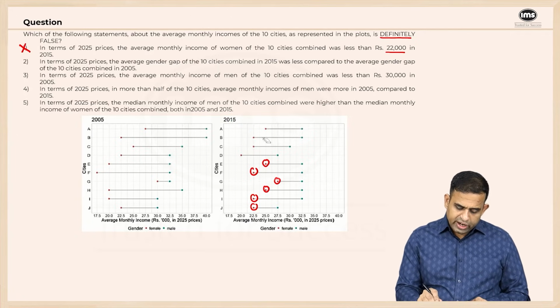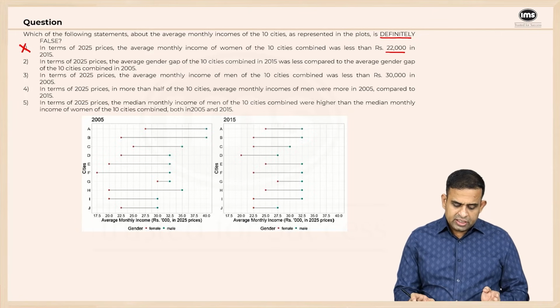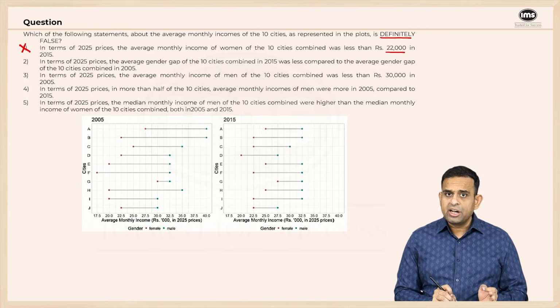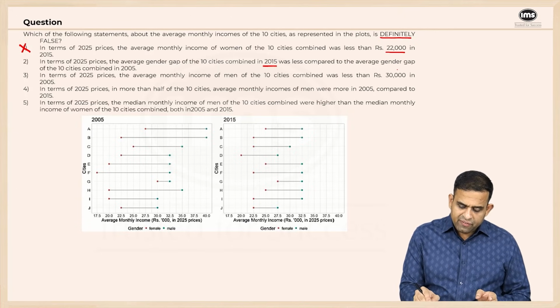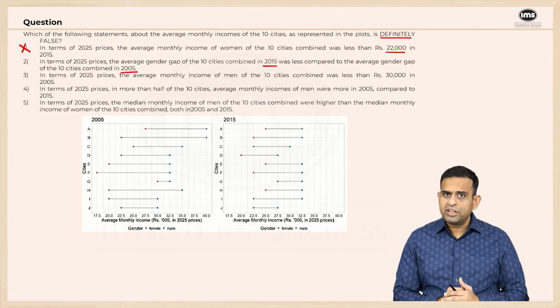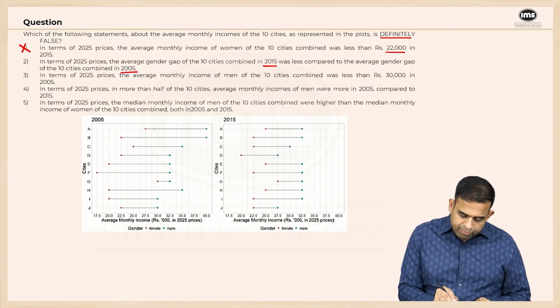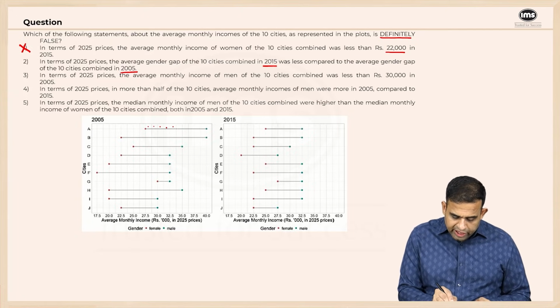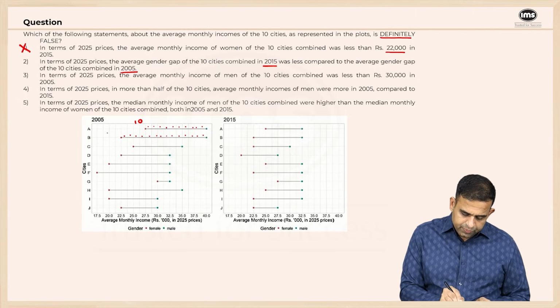Then suppose I look at the second statement: in terms of 2025 prices, the average gender gap of the 10 cities combined in 2015 was less compared to the average gender gap of the 10 cities combined in 2005. This also can be easily compared. Suppose I look at it in terms of the number of blocks, so if I combine, the first is 10, this is 14.